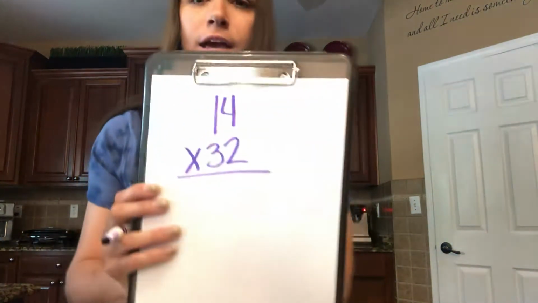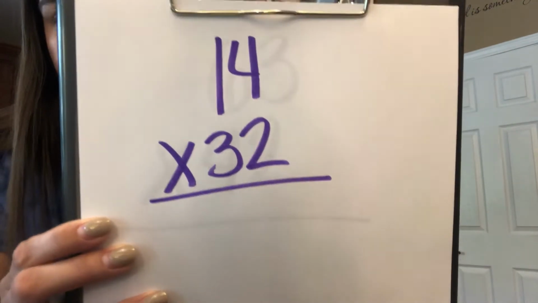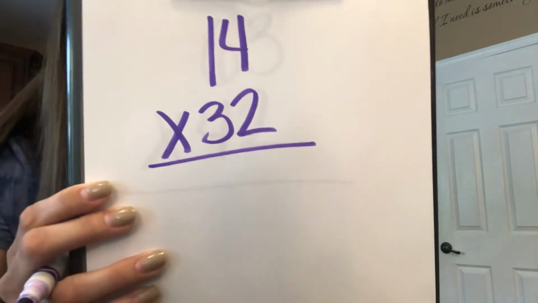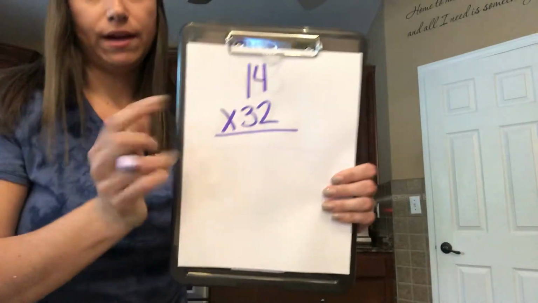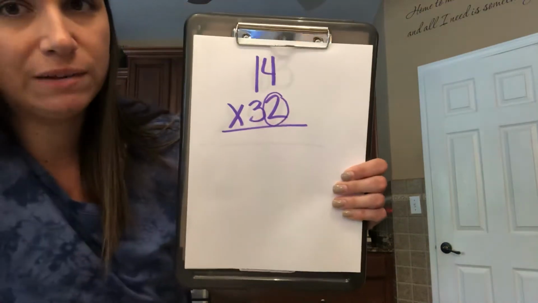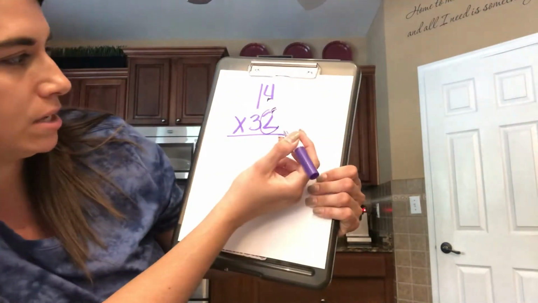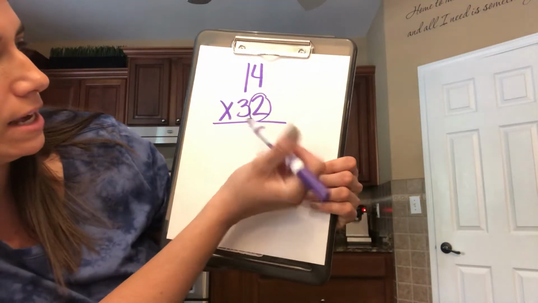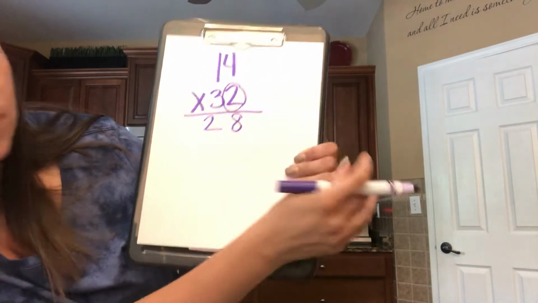All right, the next one is a 2 by 2. So go ahead and pause your screen and try to solve. All right, so now that you're back with me, we're gonna go ahead and just circle the 2, because that's the first place value we're gonna be working in. We're gonna take 2 times 14, so 2 times 4, yep, 2 times 4 is 8, and then 2 times 1 is 2, so you should get 28.